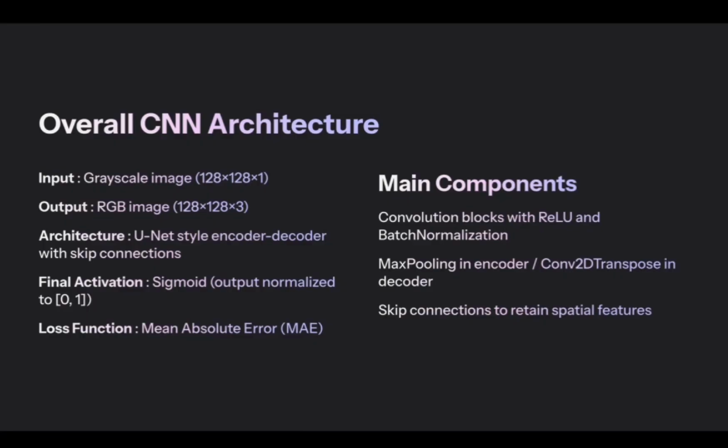The main components, summarized on the right, include convolution blocks with ReLU activation and batch normalization. The encoder uses max pooling for downsampling, while the decoder uses Conv2D transpose for upsampling. Skip connections preserve spatial features, which is key to UNet. The detailed structure of each encoder, bottleneck, and decoder will be explained in the following slides.